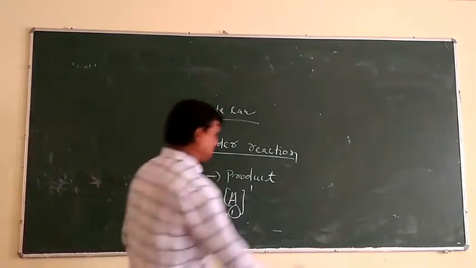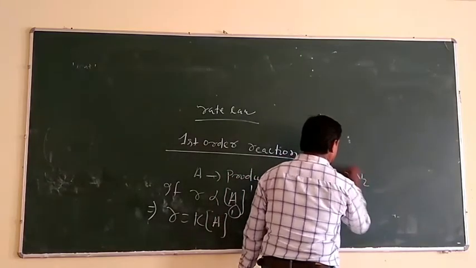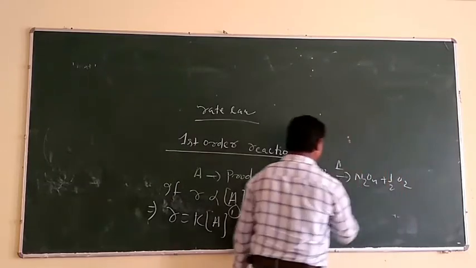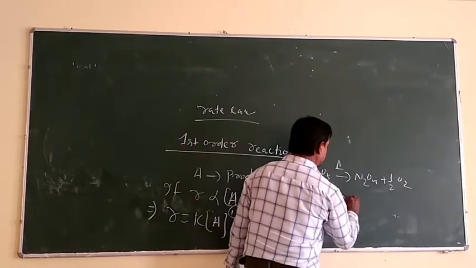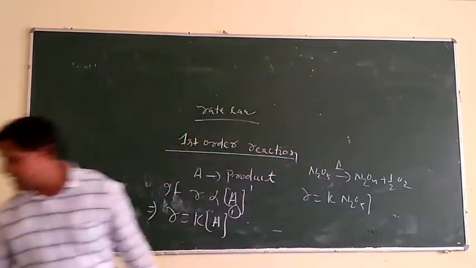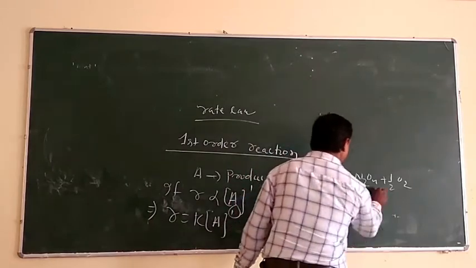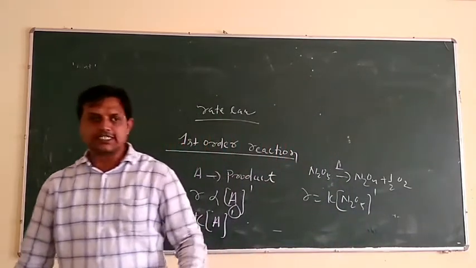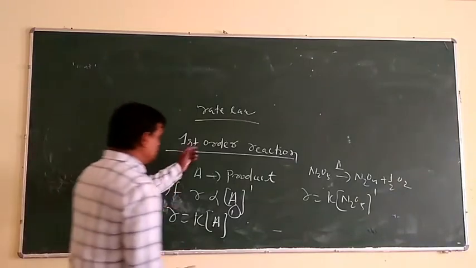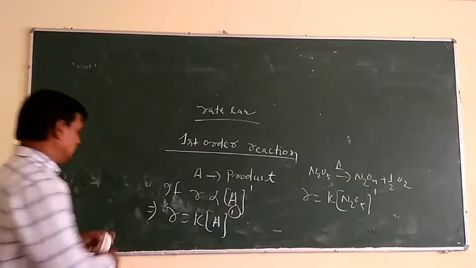Example may be N2O5, on heating gives N2O4 plus half O2. R equals K N2O5 to the power 1. So it is an example of first order reaction. Okay. Then we'll discuss about second order reaction.